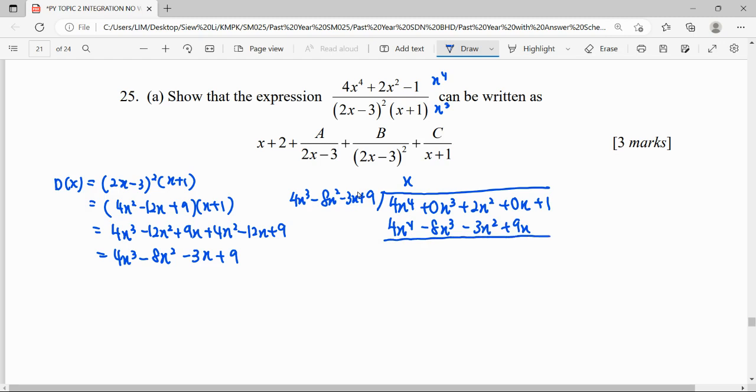Then we find the remainder. The remainder is equal to 8x cubed. Here the minus becomes positive. So minus 9. Then bring down the constant 1.